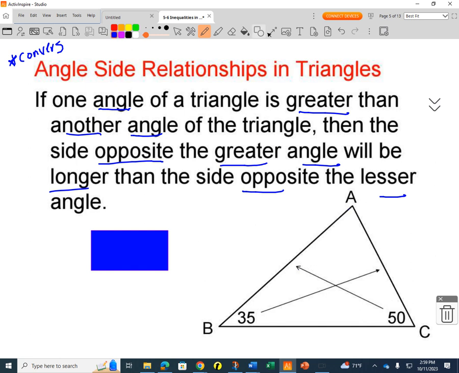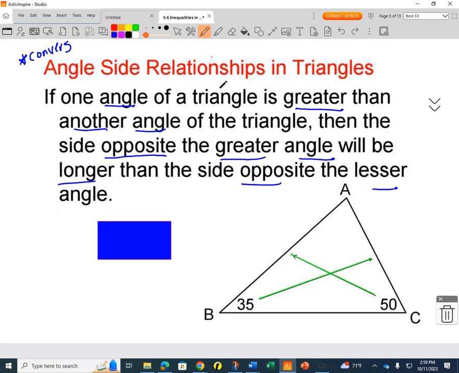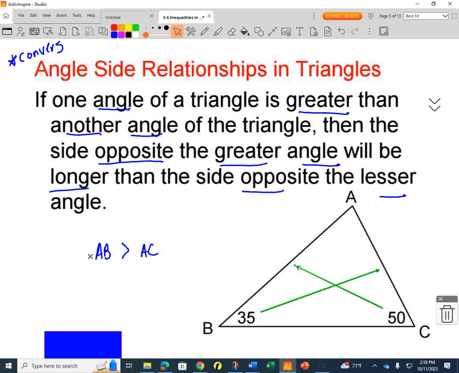So we're comparing the side length AB to the side length of AC based on the measure of the angles. Since the measure of the angle across from AB is greater than the measure of the angle across from AC, now we know that AB is longer than AC.